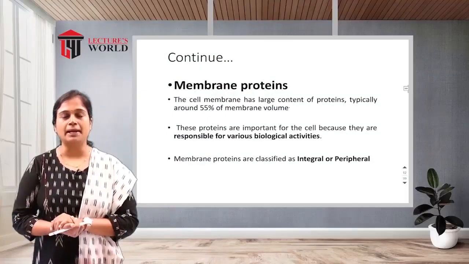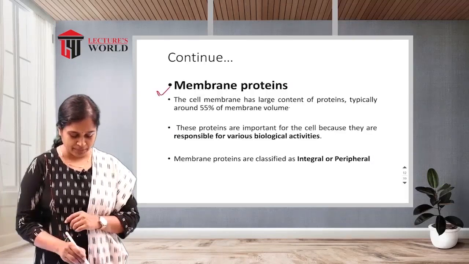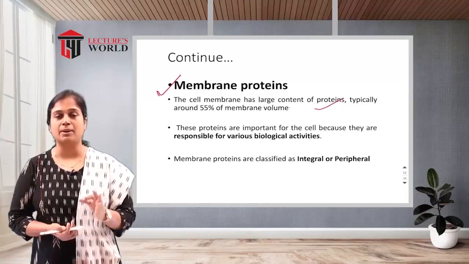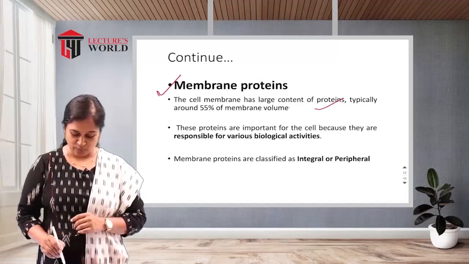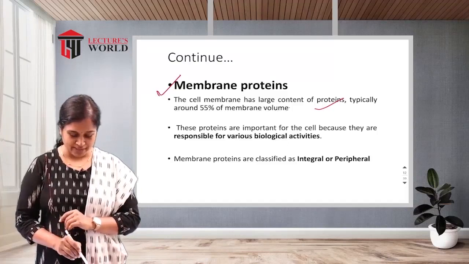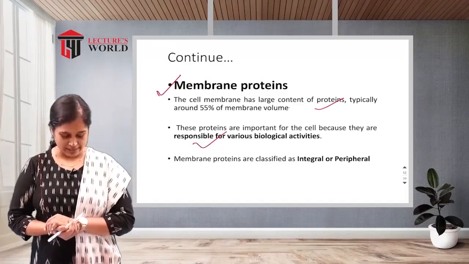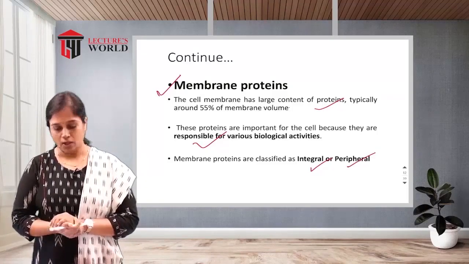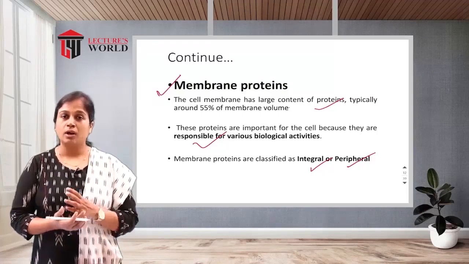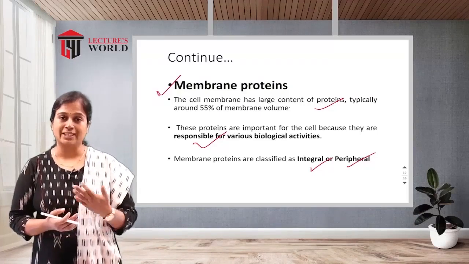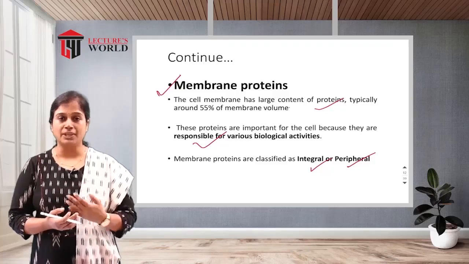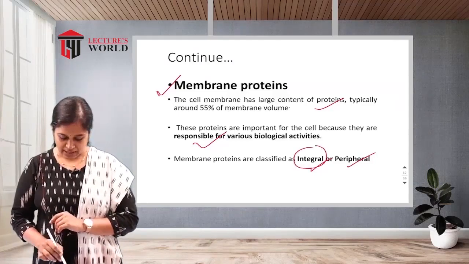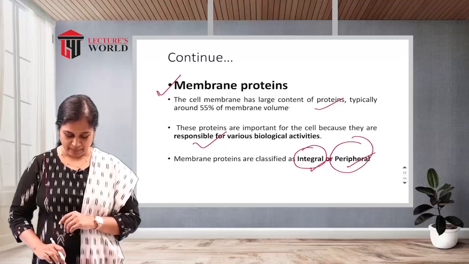Now talking about another component of the plasma membrane, that is the membrane protein. The cell membrane has a large content of proteins, typically about 55%, and these proteins are important because they are responsible for various biological activities. The membrane proteins are classified into two types, integral or peripheral protein. So the other major component of the plasma membrane is the protein. There are two types of plasma membrane protein. One is the integral protein and the second is the peripheral protein.